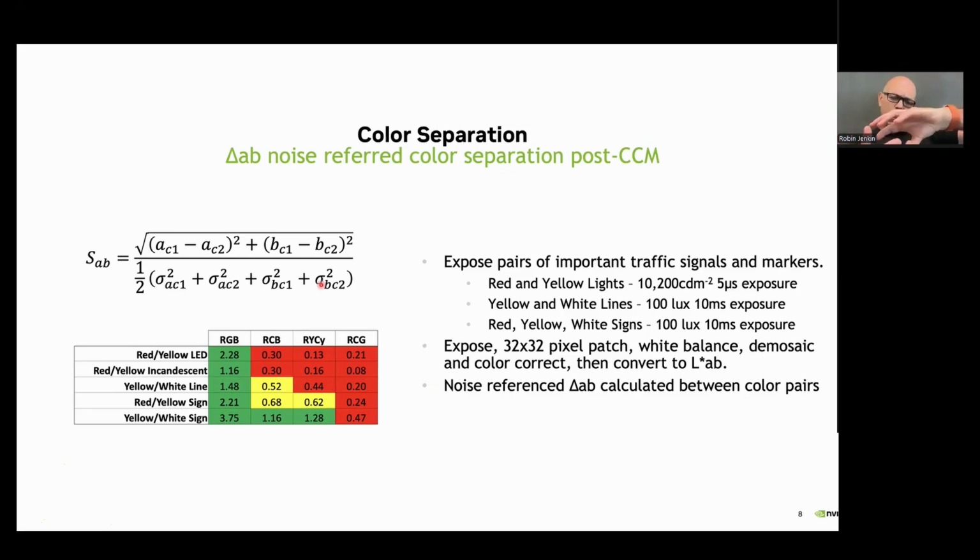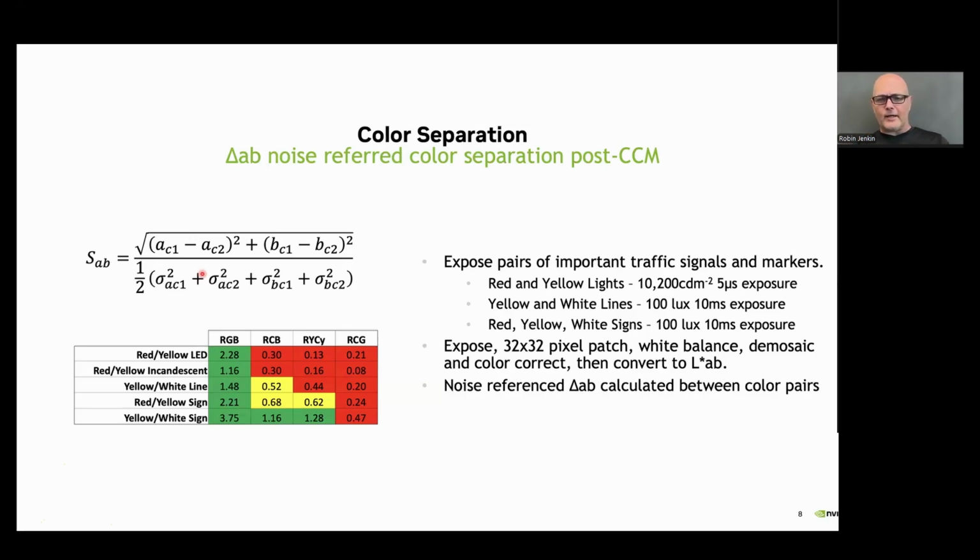But if you're gaining a lot in either of a couple of axes, then really what you're doing is gaining up the noise at the same time, and so you really don't improve the separation. Because you're gaining up the noise at the same time as you're separating those colors. So that's why we do a noise referred delta AB to look at how far apart these colors actually are.